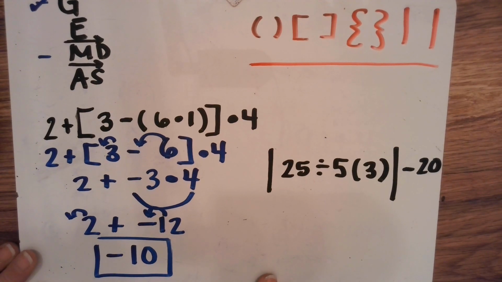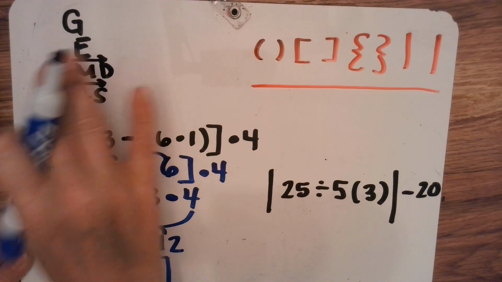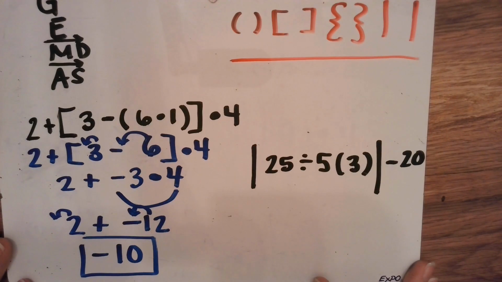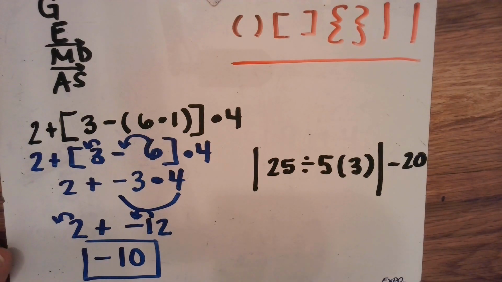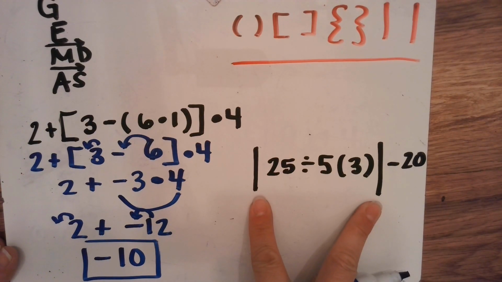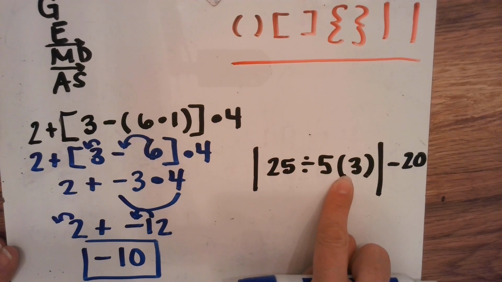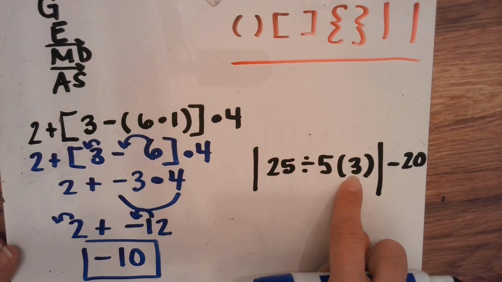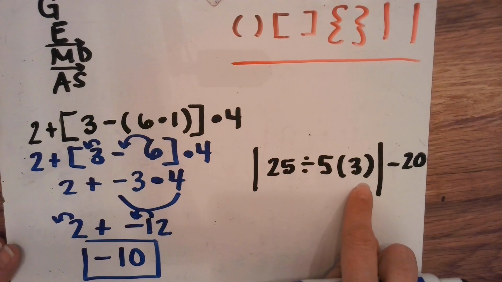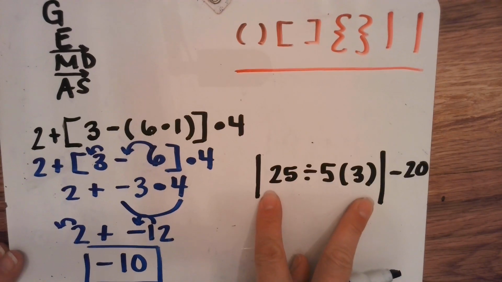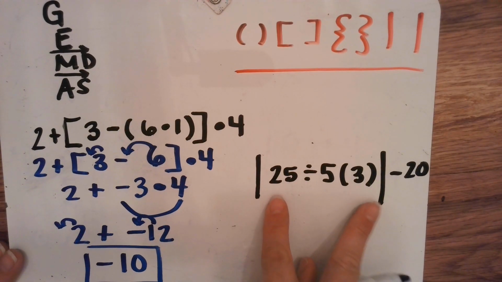Okay, so now let's take a look at this last example. And you'll see that we have absolute value bars, so that is a grouping. And you see parentheses. Oh, but these parentheses don't have anything inside of it that are being grouped. It's only a single 3 here. Oh, so that means this parentheses is not a grouping. This parentheses is multiplication. But we do have one grouping, so we are going to start with solving this grouping.